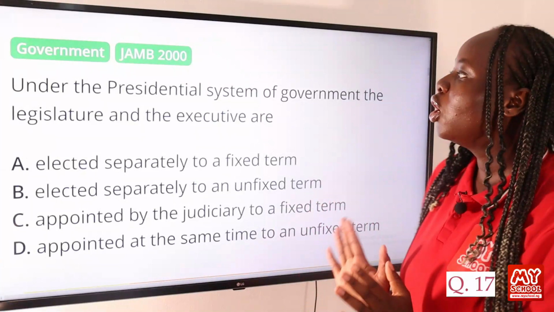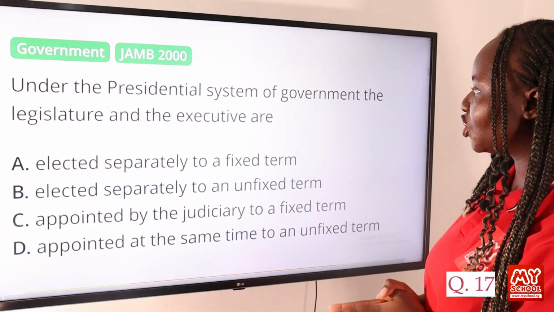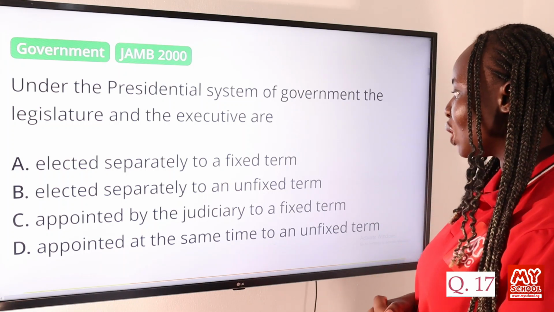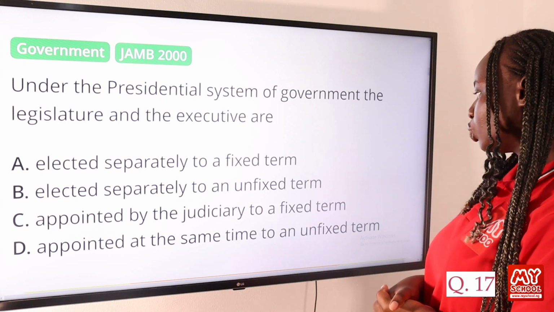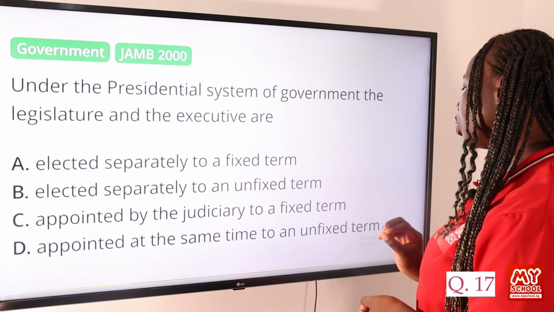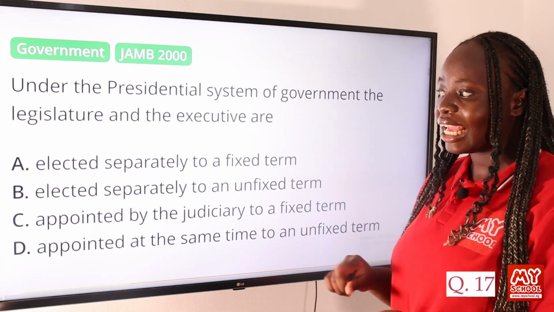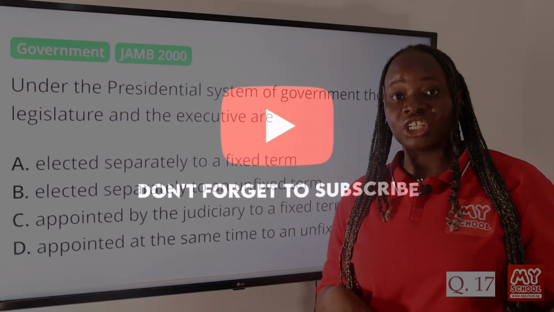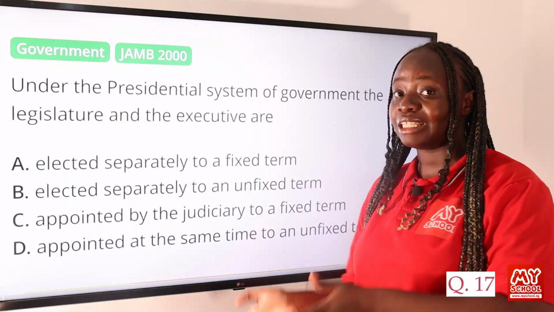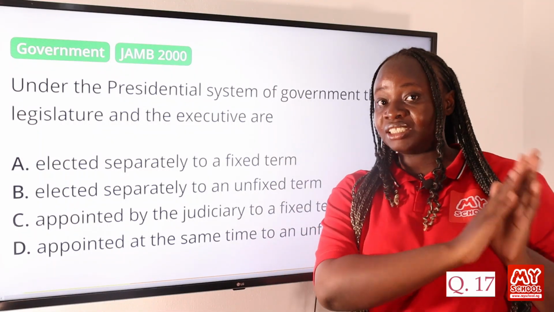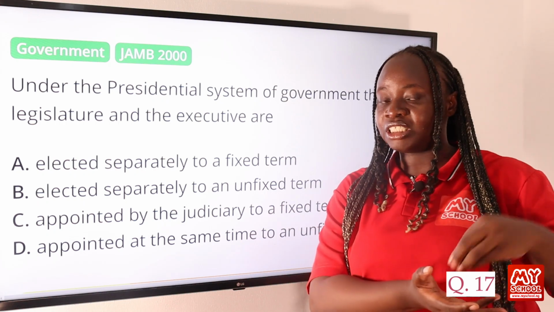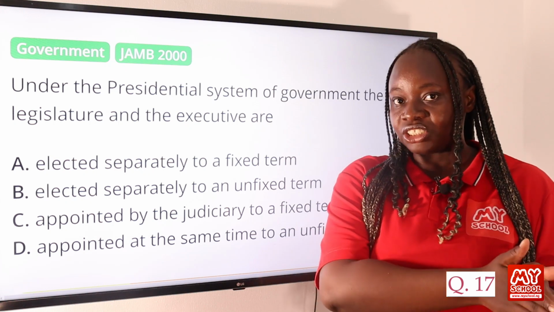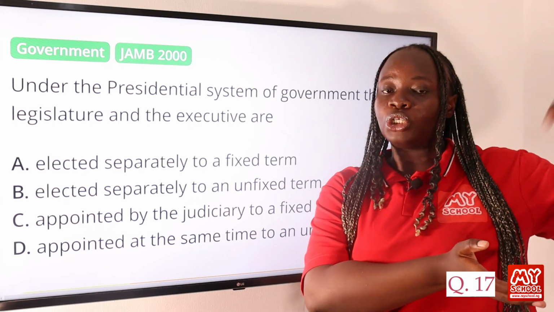Question 17. Under the presidential system of government, the legislature and the executive are A, elected separately to a fixed term, B, elected separately to an unfixed term, C, appointed by the judiciary to a fixed term, and D, appointed at the same time to an unfixed term. So the answer to this question is option A, elected separately to a fixed term. So in the presidential system of government, we have the legislature and the executive elected separately. This is unlike the parliamentary system of government, where the executive is actually formed from the legislature. It is different because in the parliamentary system, they are elected together. Okay, you elect the legislatures in the country, then from the legislature you get the executive.